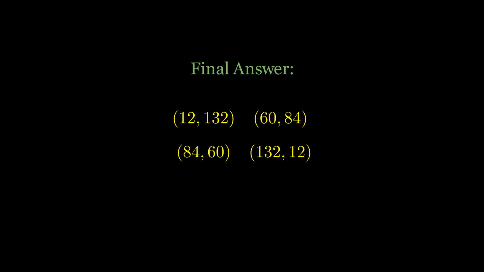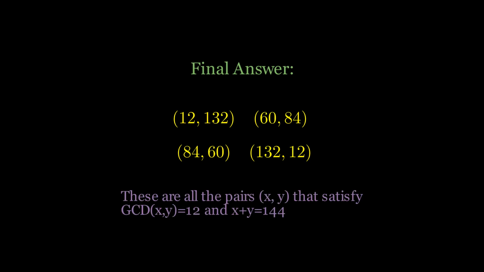These are all the pairs where the greatest common divisor is 12, and the sum is 144. And that's how we solve this GCD and sum problem. We found all pairs of numbers that meet both conditions.